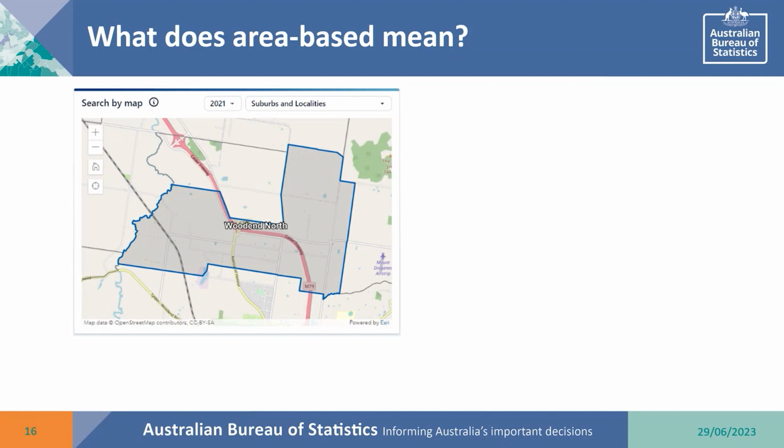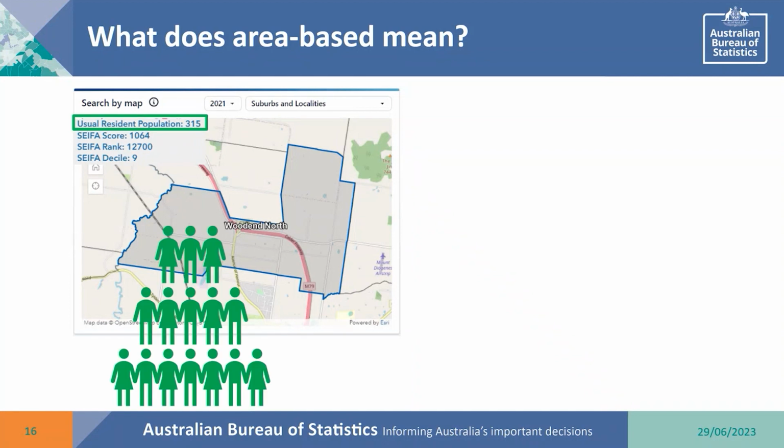Here is the suburb of Woodend North in Victoria. It has a SEIFA decile of 9, so we can say this suburb is relatively advantaged. There are 315 people in Woodend North, but we can't say that they are all relatively advantaged, because within Woodend North, there may be people who are relatively disadvantaged.